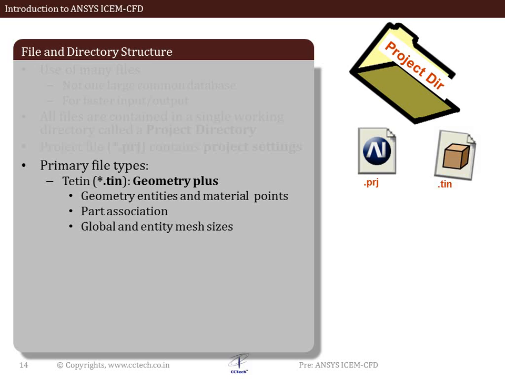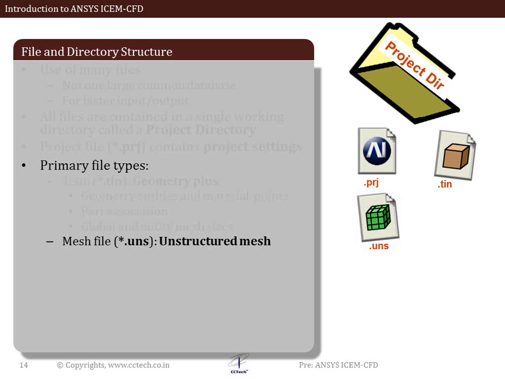The next file is a geometry file with an extension .tin. Tin stands for tetra inputs. The main content of this file is the geometry data. It also has information about material points, part association, and global as well as local mesh size provided on the geometrical entities. The mesh information is saved in the .uns file. UNS stands for unstructured mesh. This file gets generated when an unstructured mesh is created or when the block mesh is projected on the geometry.